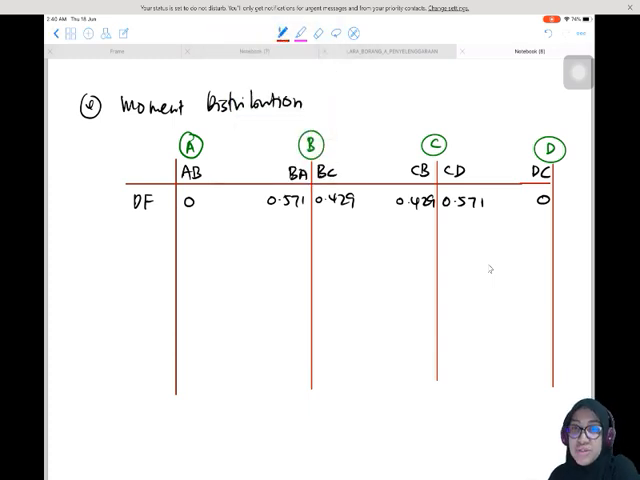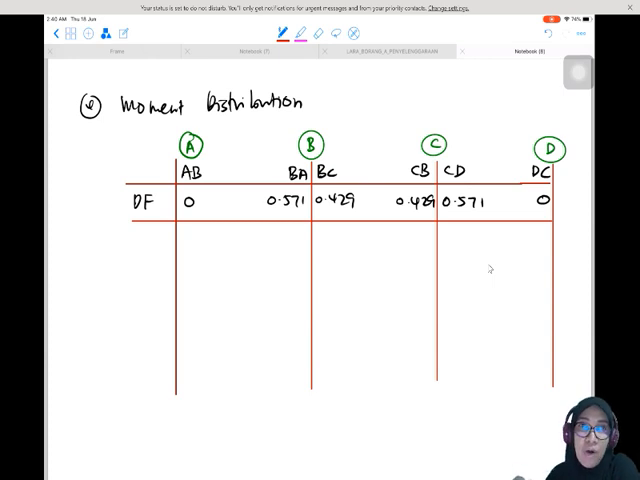So this is distribution factor. Okay, we will continue with fixed end moment value in the table. And fixed end moment is the first member end moment in the table. We will distribute the moments starting from the member end moment. Sorry, the fixed end moment.